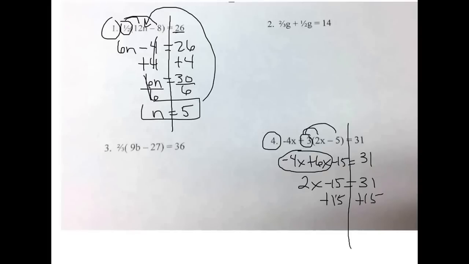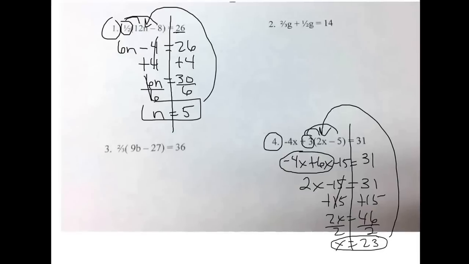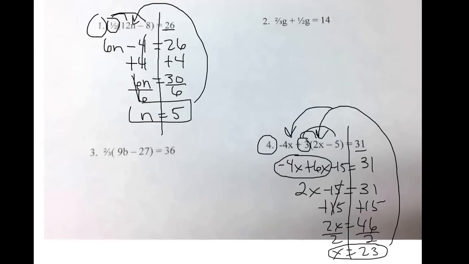And a +15 over here. Those canceled. 2x equals 46. When it's beside it, I divide it. So divide both sides by 2, and x equals 23. Again, you can take your 23, plug it back into there, and there, and it should give you 31.